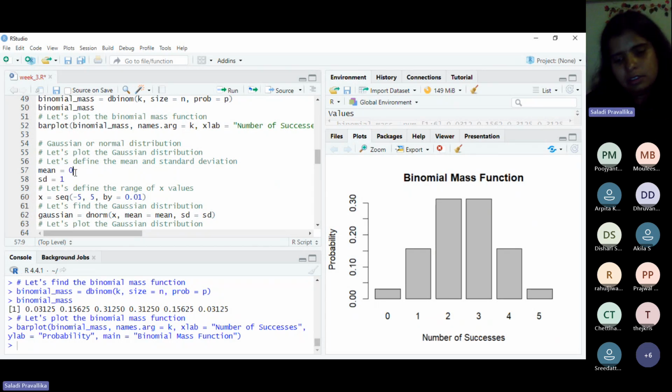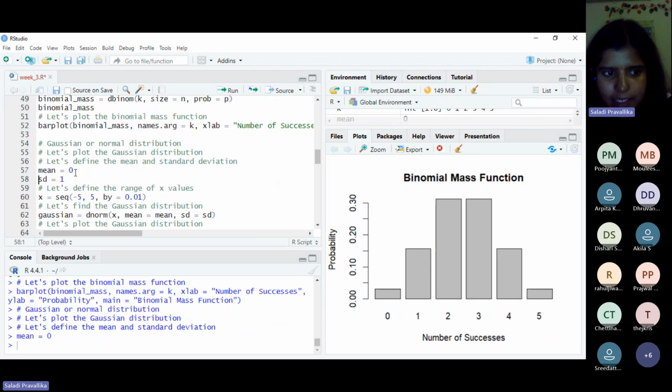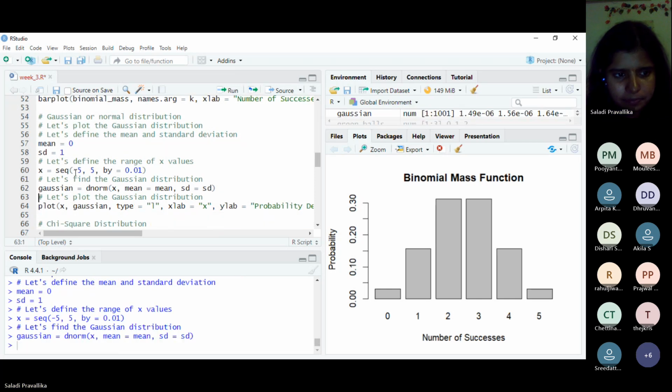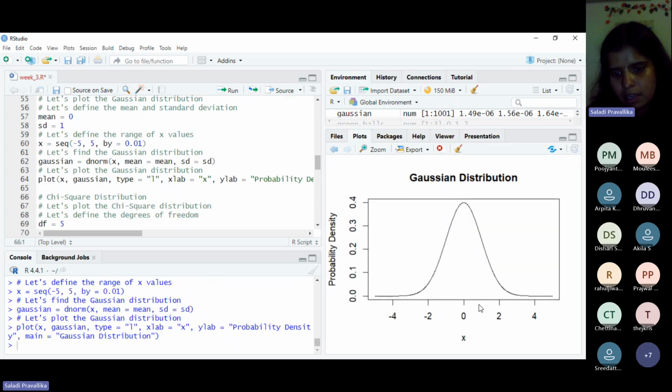Just for some example purpose, I'm taking mean equal to 0 and the standard deviation equal to 1. And I'm taking a sequence of values starting from -5 till +5, with a division of 0.01, like the gap between every value is 0.01. So if I want to find the Gaussian distribution, I'll use dnorm. I have stored some values in Gaussian. And now if I plot it, this is how my plot looks. So here, if you see, the peak is exactly at 0, right?